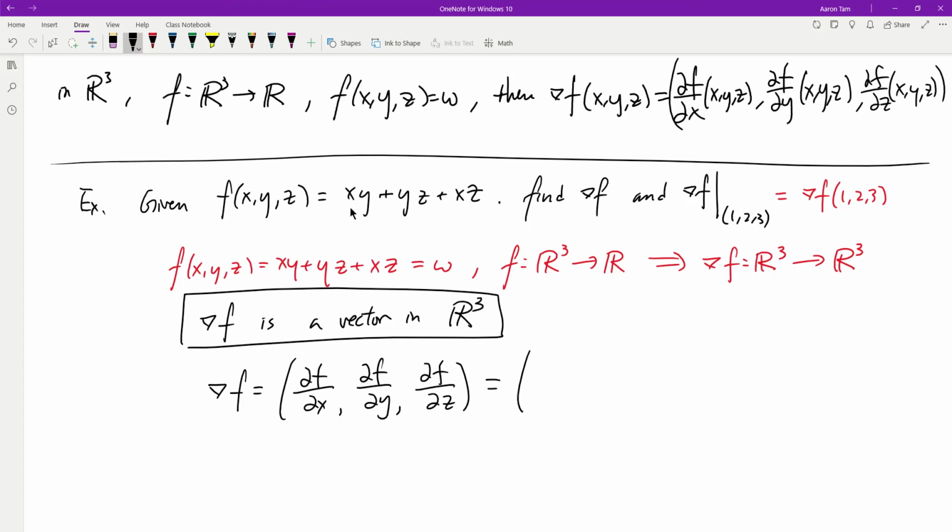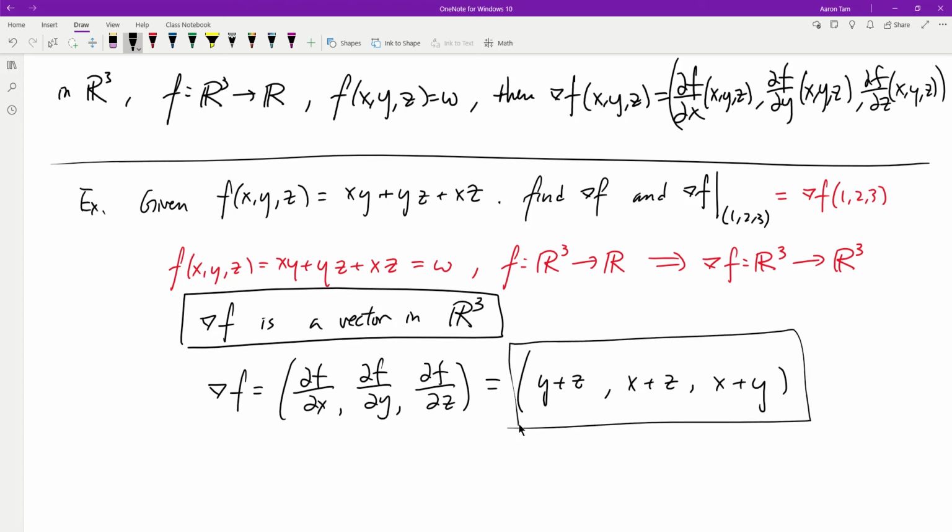So what is xy plus yz plus xz when you differentiate with respect to x? I get y plus z. If I differentiate with respect to y, I get x plus z. If I differentiate with respect to z, I get y plus x, but I like to write x plus y just to keep it in alphabetical order. So that would be my gradient of f.